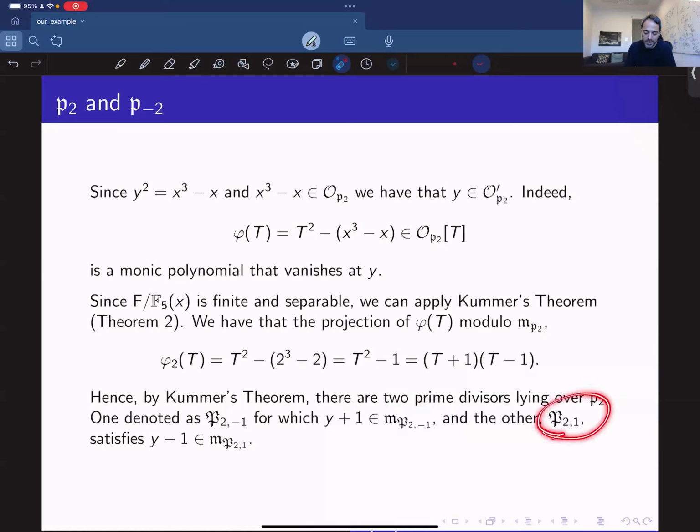And the other prime divisor corresponds to this, and y minus 1, by the same reason, is in the maximal ideal corresponding to that. And again, we call it capital P2 1, because when you plug 1 here, you get 0. It's just a name.